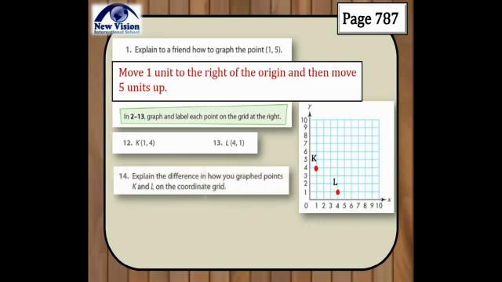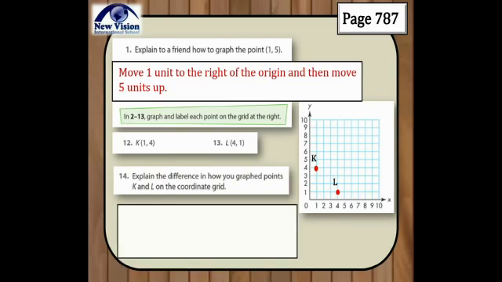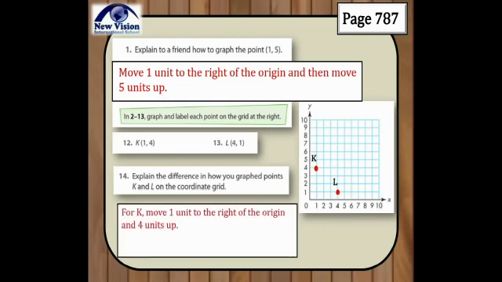Next, number 14, explain the difference in how you graph points K and L on the coordinate grid. Is there any difference? Of course. For K, move 1 unit to the right of the origin and 4 units up. For L, it's the opposite. Move 4 units to the right of the origin and 1 unit up.